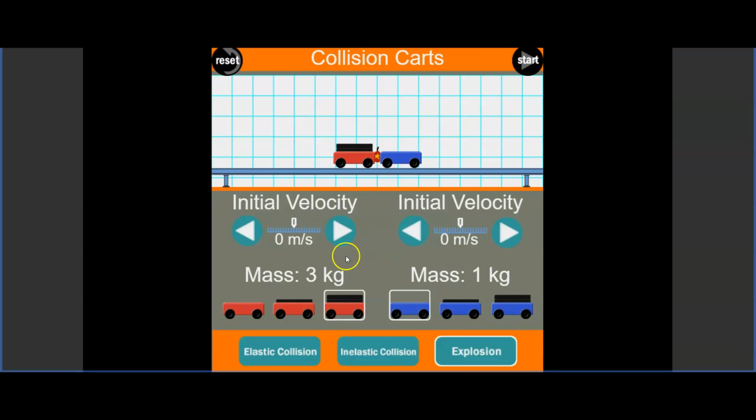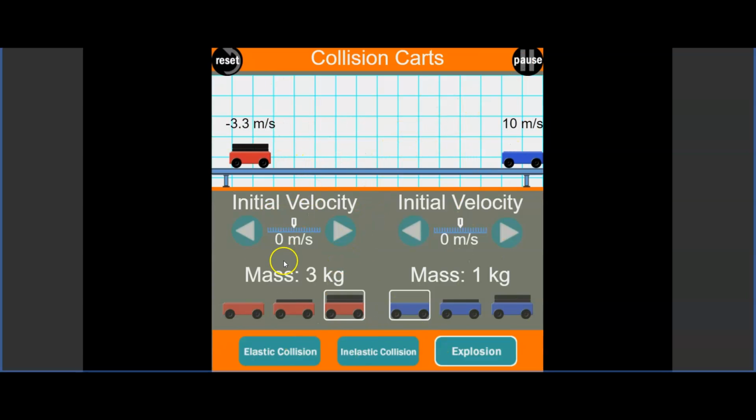And lastly, in explosion, they start with 3 plus 1 together, right? They have a total mass of 4 in this example. Initial velocity 0, and blammo! Afterwards, they're 3 and 1, 2 separate masses. One moving to the left, negative 3.3 meters per second. One to the right. That's how you use the simulation, and an example of each.